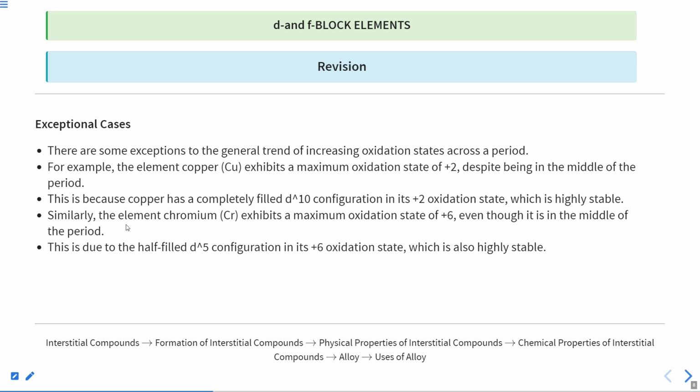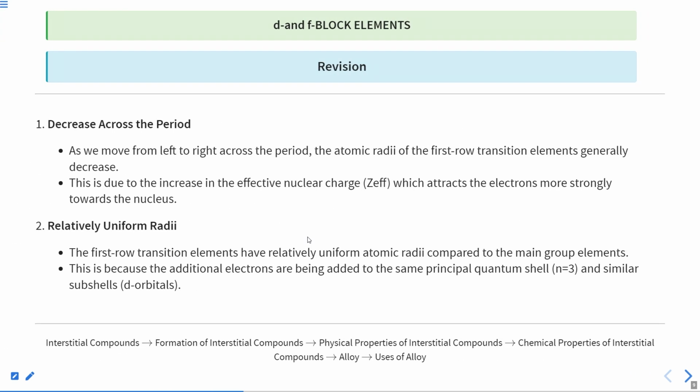Clear? Similarly, the element chromium exhibits a maximum oxidation state of +6, even though it is in the middle of the period. Even though it is in the middle of the period, it can show a maximum oxidation state of +6. Now, this is due to the d5 configuration in the +6 oxidation state, which is also stable. So we know that it could go up to +7, but it is not seen. Why? Because it has a d5 configuration in its +6 oxidation state. Clear? Okay.